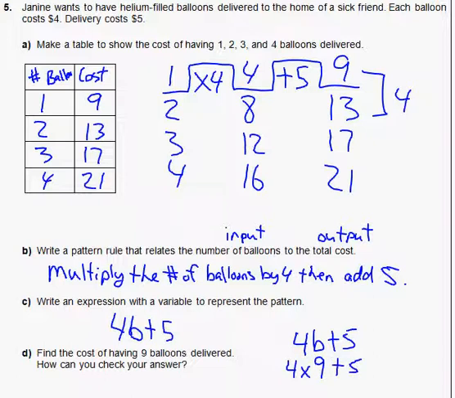And then to finish it off, I do the multiplying first. 4 times 9, multiplication is more powerful than adding, so I have to do the multiplying first. 4 times 9 is 36. And 36 plus 5, the last number, you're going to say it equals 41. 36 plus 5 is 41. So the cost is $41.00.